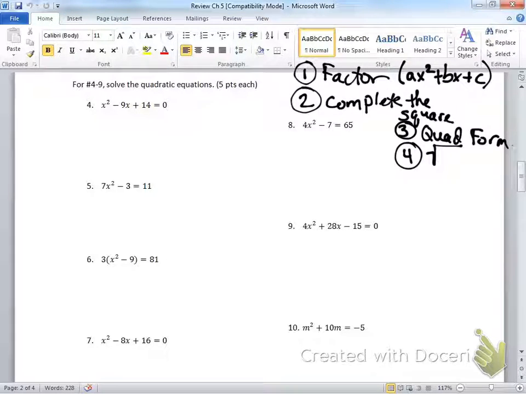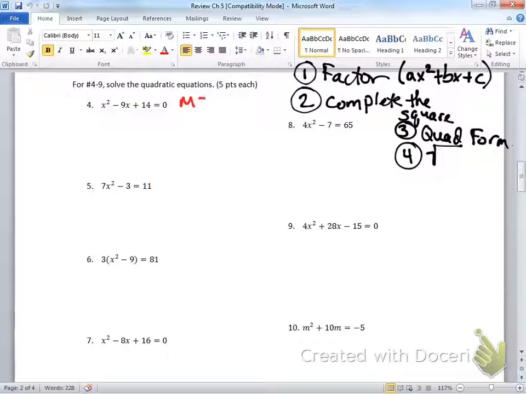Or difference of squares. Has to be. Okay, so like number 6, well, no, number 6 would be fine to factor. Well, no, I wouldn't factor on number 6. Anyway, let's just start going through these, and when we get there, I'll tell you what I would do. Or you tell me what you would do. Number 4, what would you do?